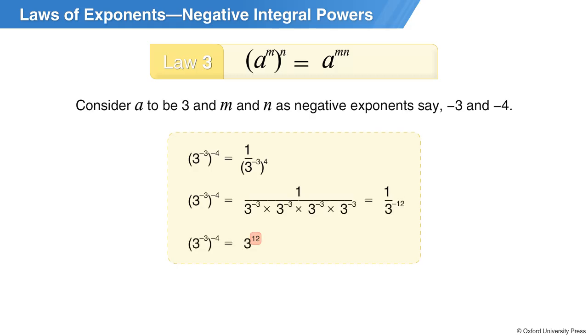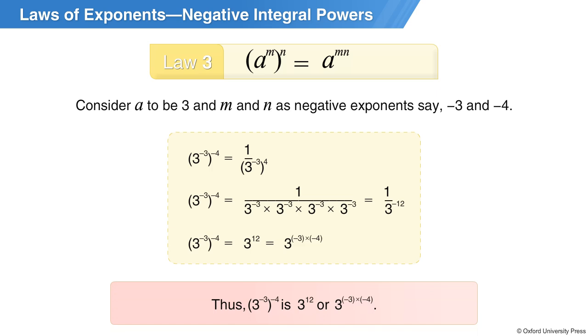Note that the exponent 12 is the product of minus 3 and minus 4. Thus, 3 raised to the power minus 3 raised to the power minus 4 is 3 raised to the power product of minus 3 and minus 4. Hence, the third law of exponents holds for negative exponents.